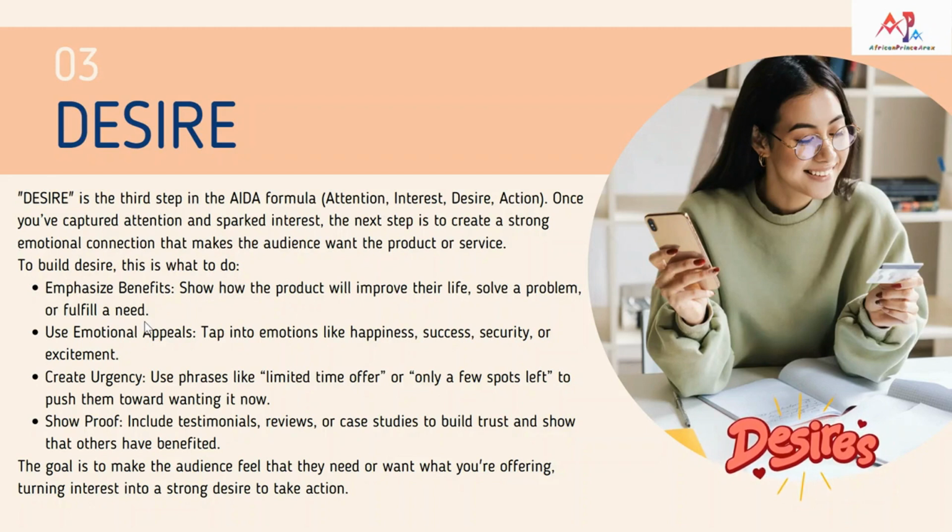Let me show you. Number one is that you need to emphasize the benefit. You remember that we've been talking about the benefits in the interest part of your content. This is where you show them that the product or service you are talking about is going to improve their life, solve their problem or fulfill their need. Or you use another strategy, emotional appeal: tap into their emotions like happiness, something that makes them happy or feel success, security or excited. Those are the things you can easily tap into to make them feel desire for what you are talking about.